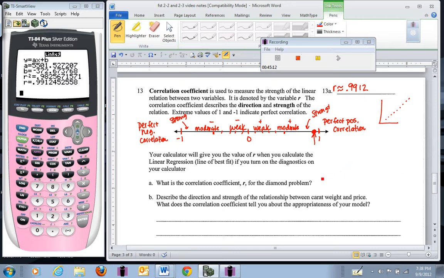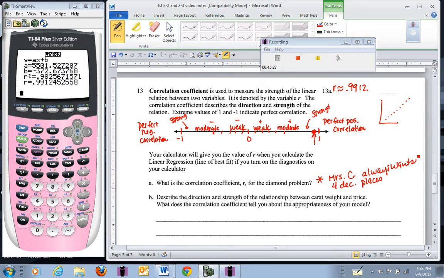By the way, you can make yourself a note that Mr. Carl will always want 4 decimal places on that. I've only seen one problem in all the problems I've ever done where the correlation coefficient came out exact. Every other time it's been some irrational number that you've had to round.